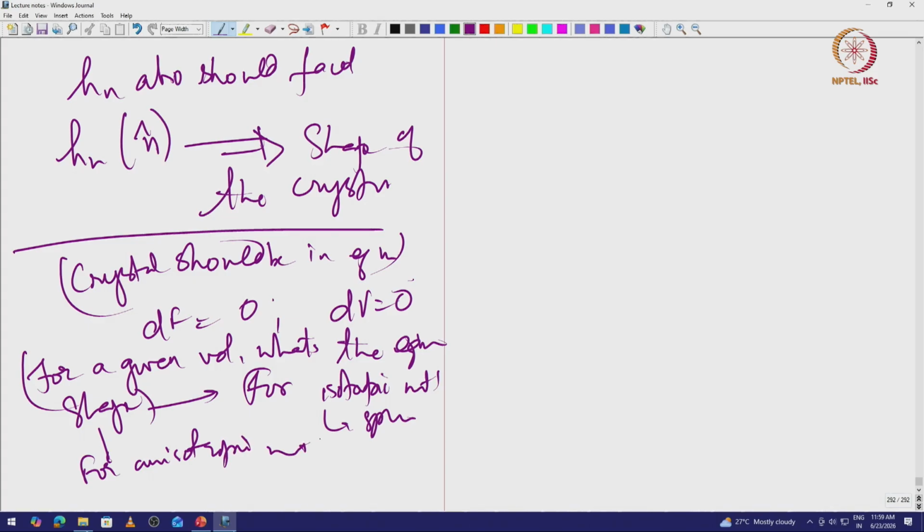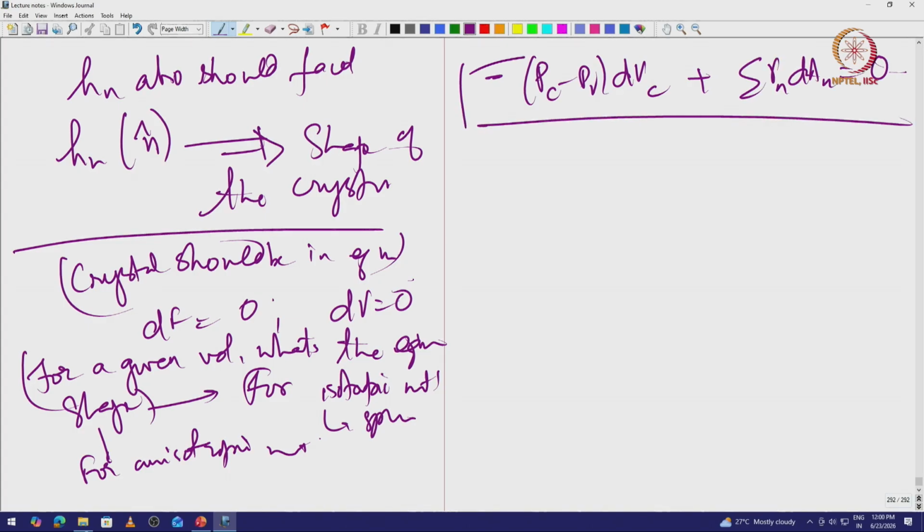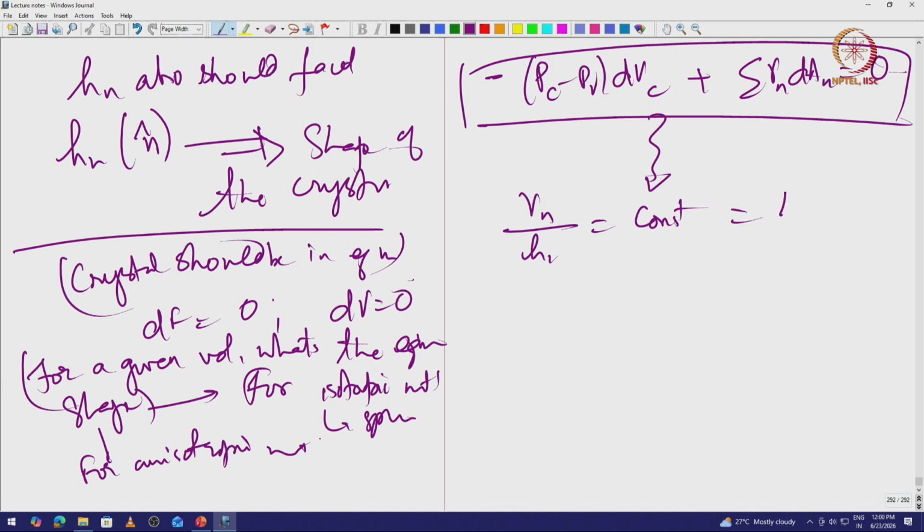So you have delta P dV of the crystal, plus sigma gamma n dAn, right. For every facet that should be 0, this is essentially the dF equal to 0 condition, and this will yield gamma n by Hn as a constant, and that is nothing but my internal pressure, or 2 times internal pressure.